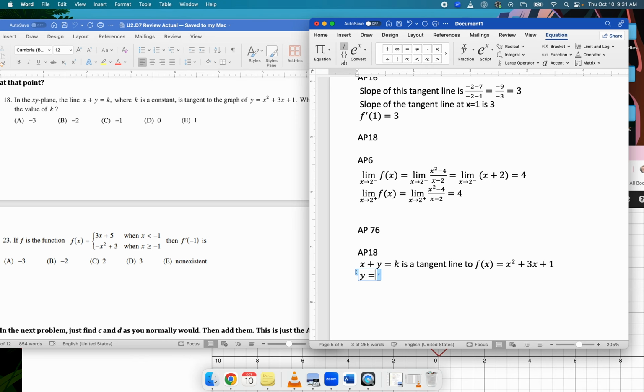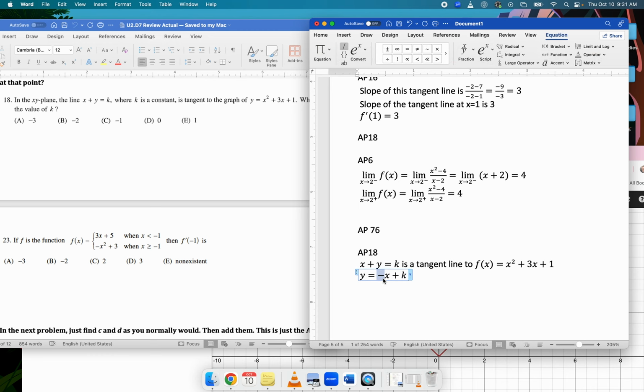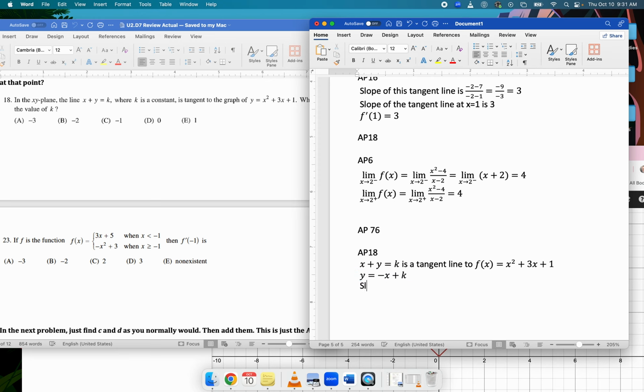I can solve it for y and get it into slope-intercept form, that's y equals mx plus b. That coefficient on the x is the slope of this line, which is -1, right? So the slope of this tangent line is -1. Now, I don't know where this is the tangent line, but I know that its slope is -1.